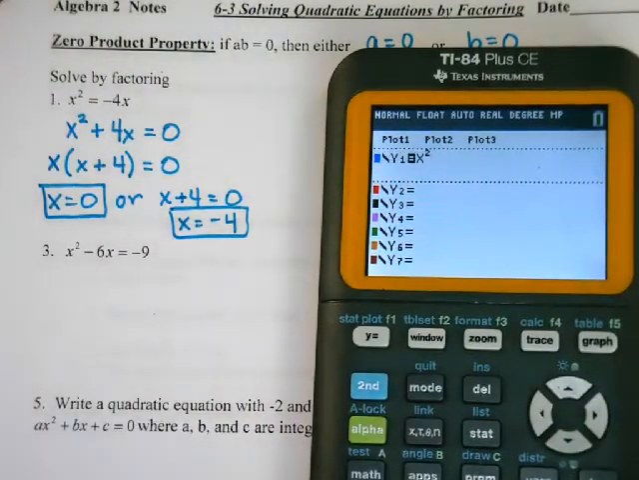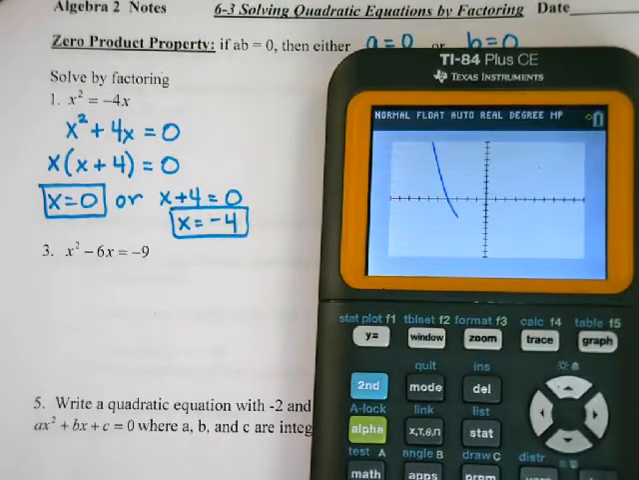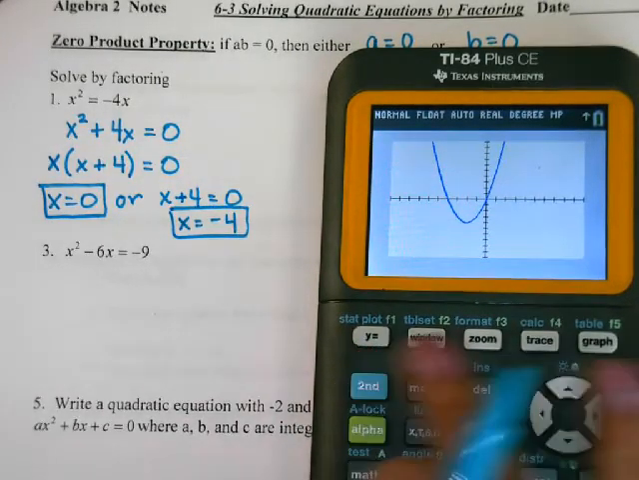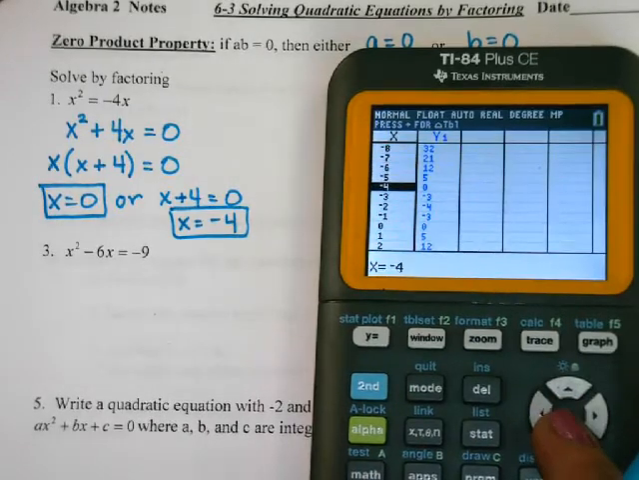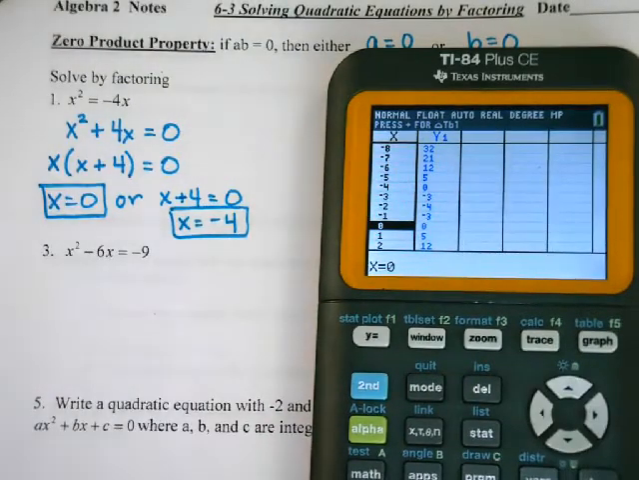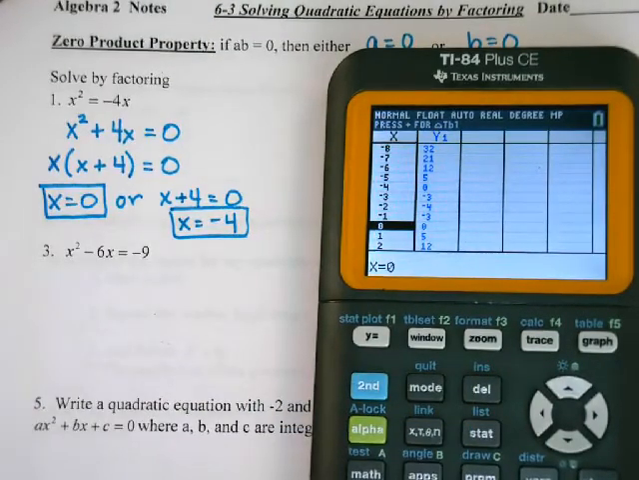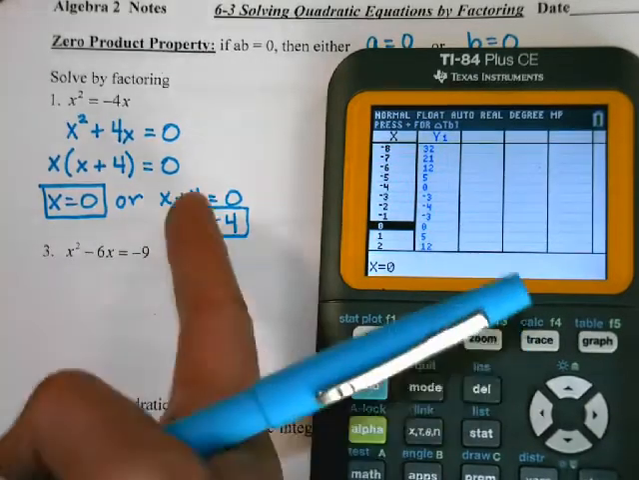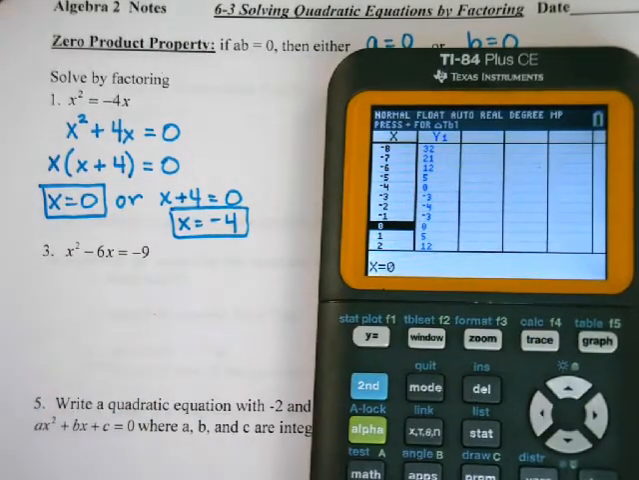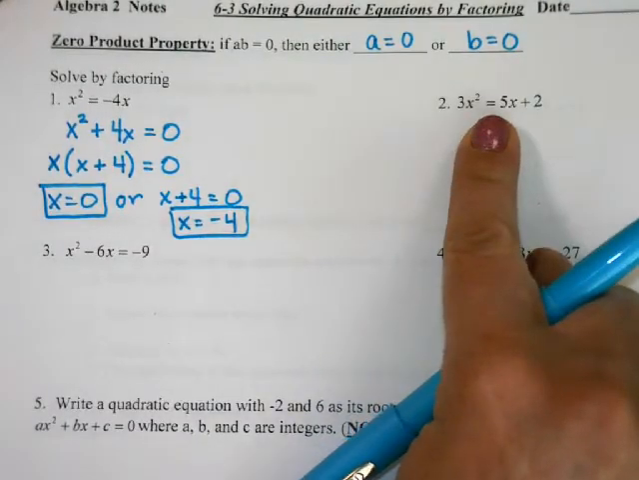X squared plus 4x. Well, there's negative 4 and there's 0. There's negative 4 on my table, and there's 0. You should be seeing the same things whether you do them from factoring or you do them from graphing. Okay? Now, if it tells you to factor, I actually want to see the work for factoring, so don't just go ahead and graph everything. Okay, so let's look at number 2. Questions about that?